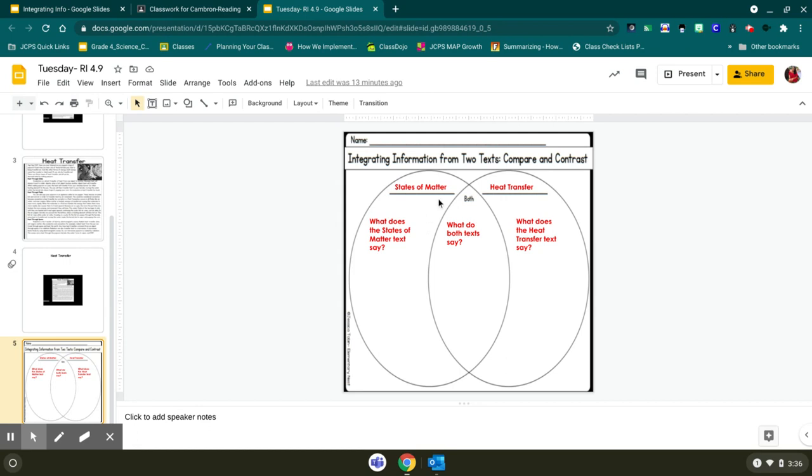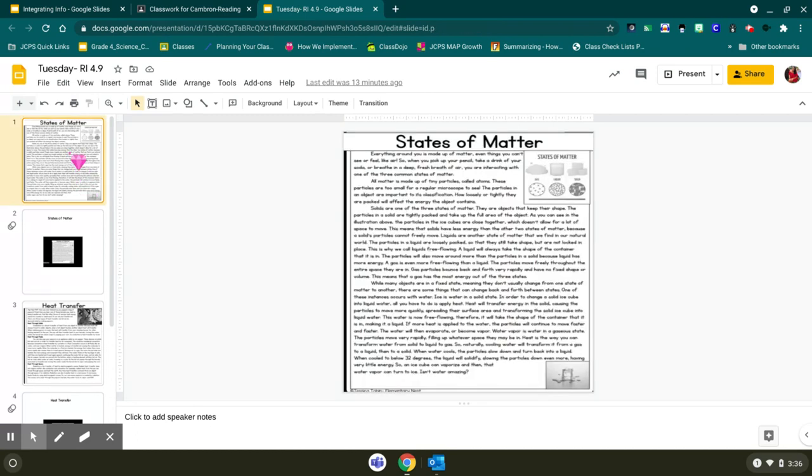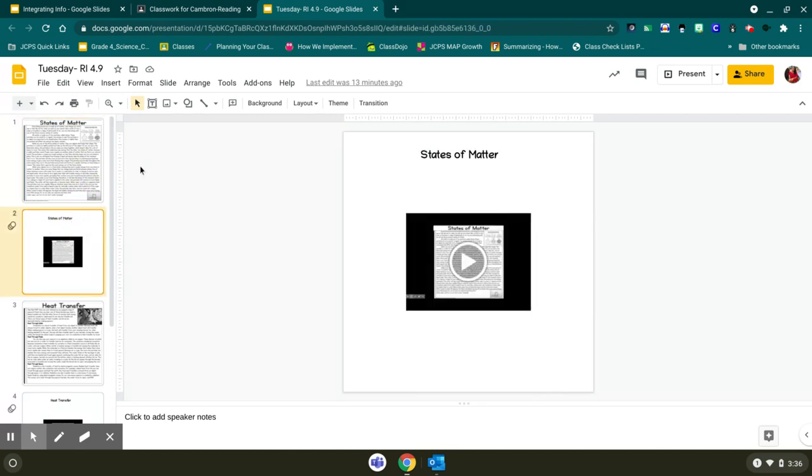So what does the article say about states of matter? What does the article say about heat transfer? And why are we reading them together? What do both texts say? What do they have in common? Now, these passages are kind of long, so I have posted videos of me reading them. So if you would rather listen and follow along with me, you can do that as well.